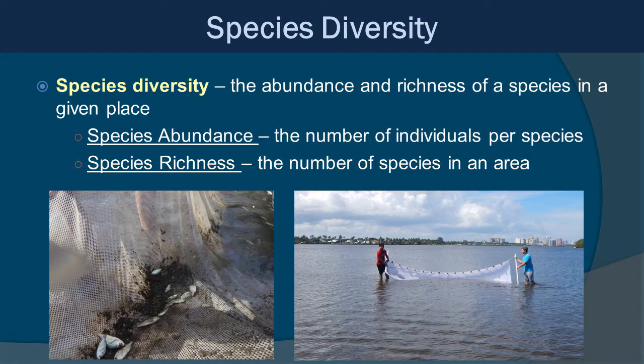Now, I just got done mentioning three different types of diversity. We have species diversity, genetic diversity, and ecological diversity. So let's focus on species diversity here, which is the abundance and richness of a species in a given area. And it can be broken down into two different parts. We have species abundance, which would be the number of individuals per species, and then species richness, which is the number of species in an area.